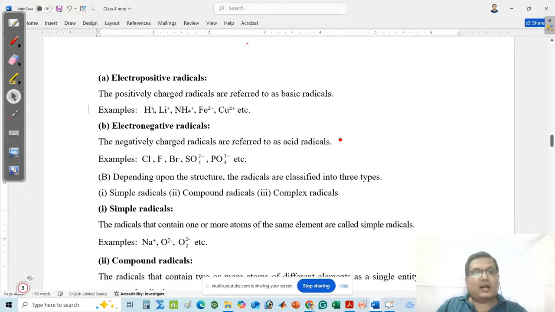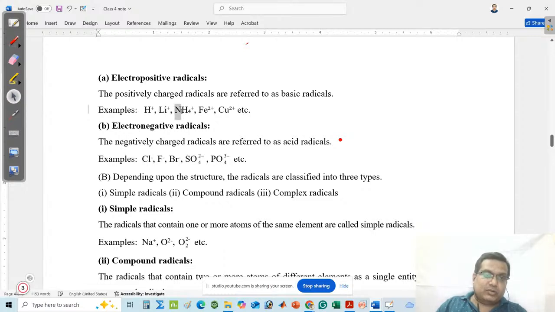Suppose I want to say, what is the charge of hydrogen? You can say that it is plus, and what is the magnitude? 1. You can say plus 1 is the total charge of the hydrogen. Here what will happen? Lithium, Li plus. Here also the charge of lithium is plus.